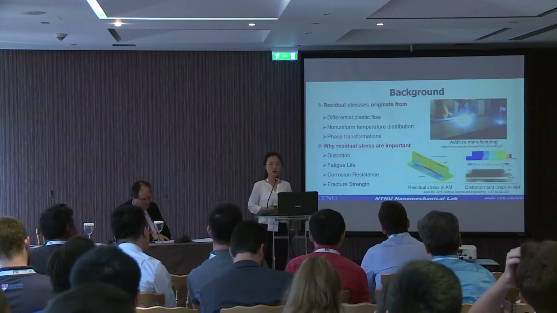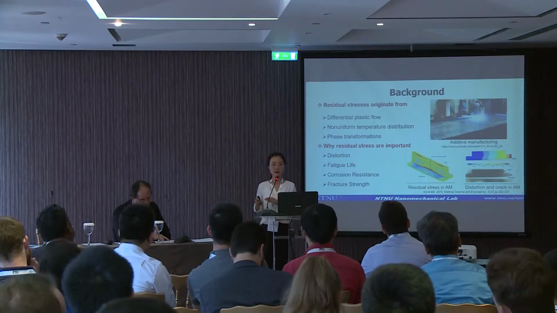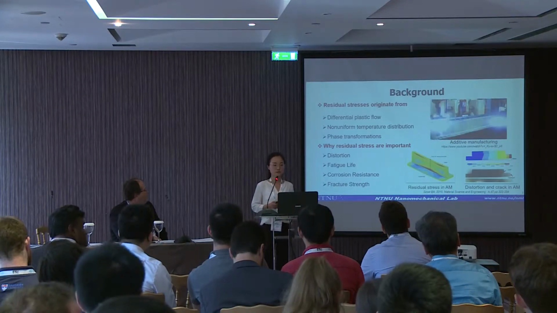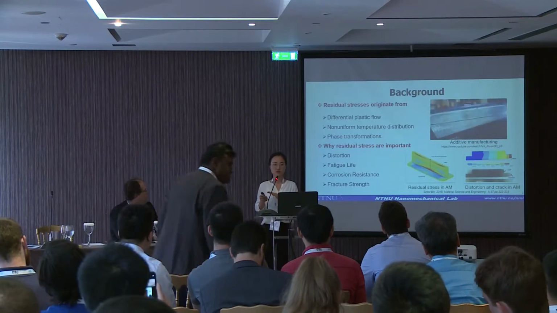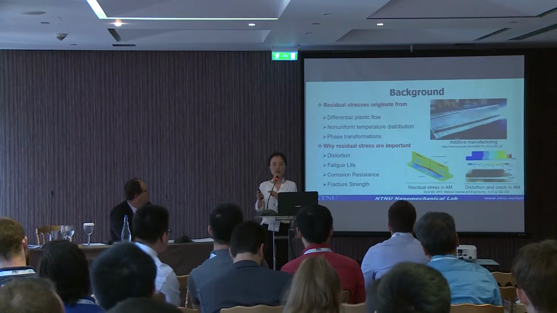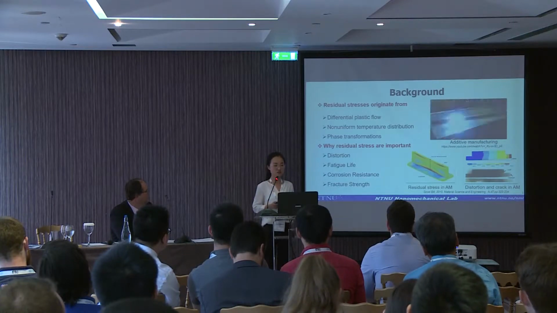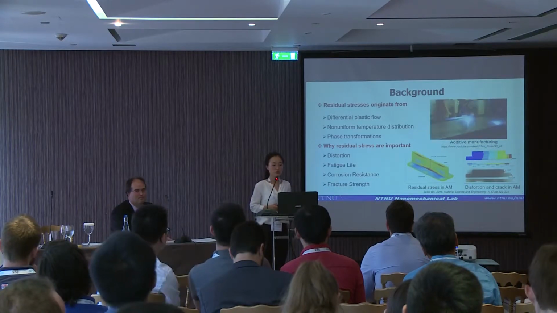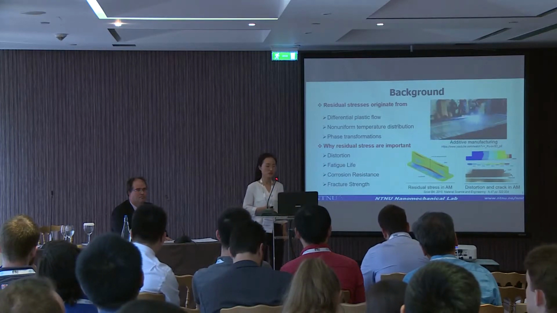As we all know, for additive manufacturing, the components are built up in layers by depositing material. So during the process, the temperature changes rapidly. During the thermal cycle, the non-uniform contraction and expansion will bring residual stress and distortion. More specifically, the residual stress originates from differential plastic flow, non-uniform temperature distribution, and phase transformation.